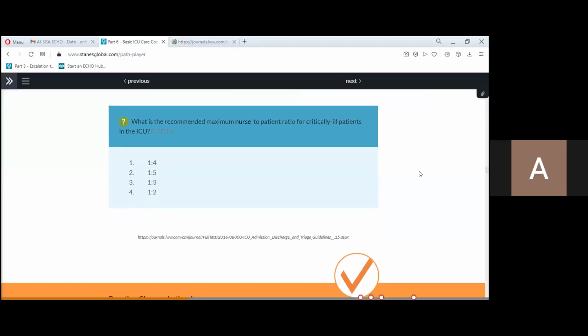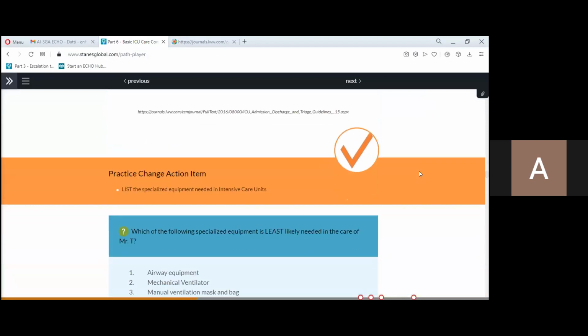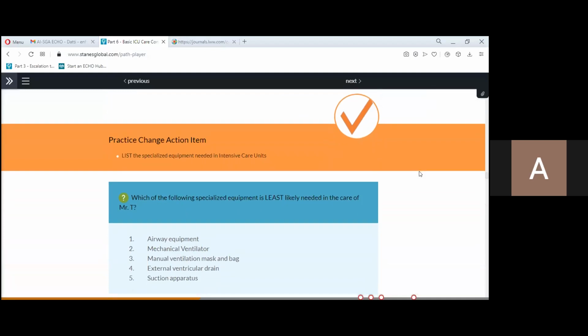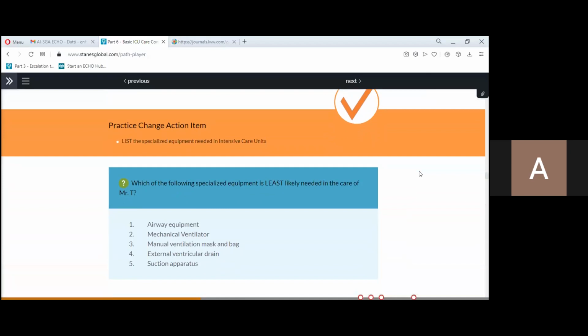Right. So let's scroll down. The next thing, the practice change action item, is that we want to be able to list the specialized equipment needed in intensive care units. Now, which of the following specialized equipment is least likely needed in the care of our patient, Mr. T? So let me call on Dr. Salim to guide us through this, please.